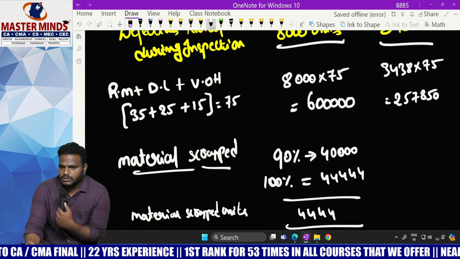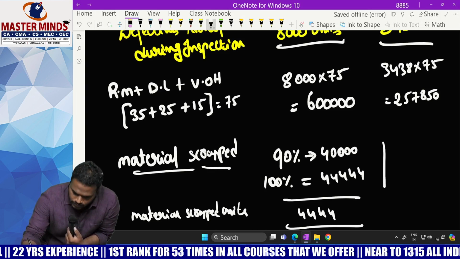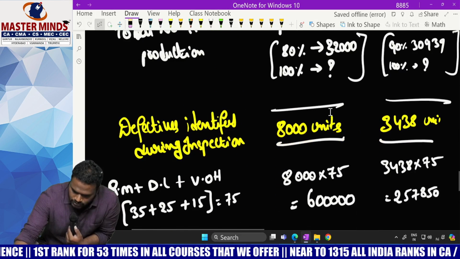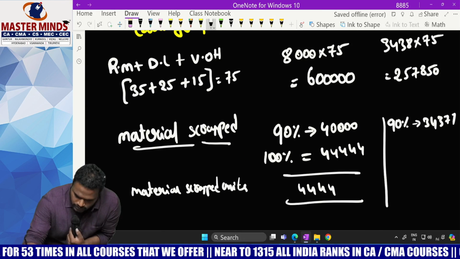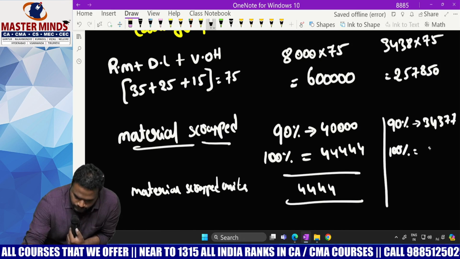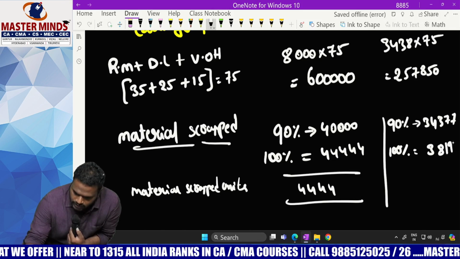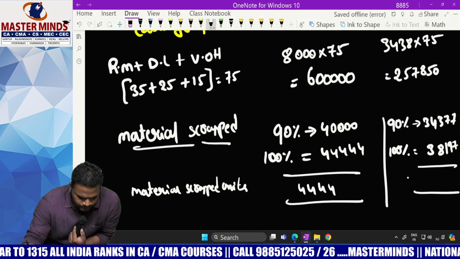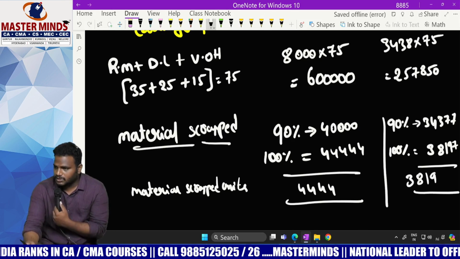In the proposal, is there any change in raw material waste scrap? No. Then here how many units are produced? 34,000. 90% is equal to 34,377. Then 100% raw material is 38,197. Okay, rounded off. How many material units are scrap? 3,819 units. Yes.